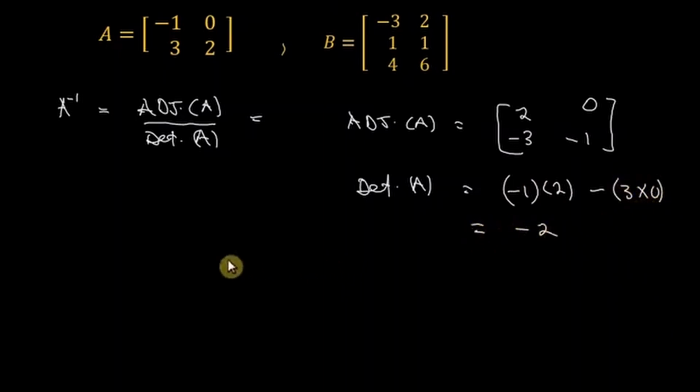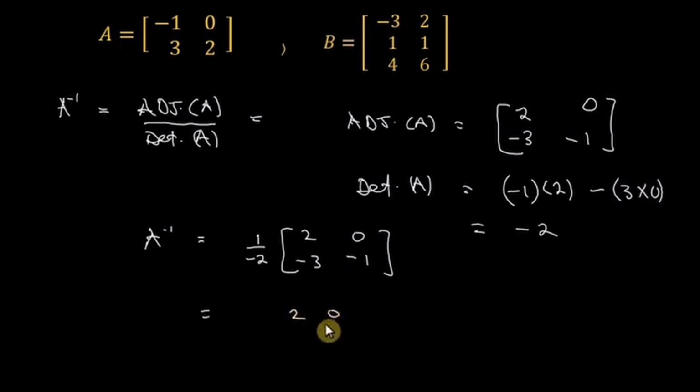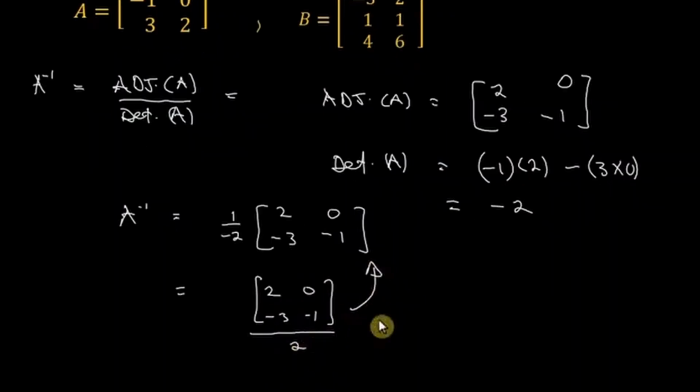So A to the minus 1, or the inverse matrix, is equal to 1 over negative 2 into the matrix 2, 0, negative 3, negative 1. So this is the same as this matrix divided by negative 2. So that's what we're doing here. This is the same as 2, 0, negative 3, negative 1, all over 2. So I've just rewritten this form.